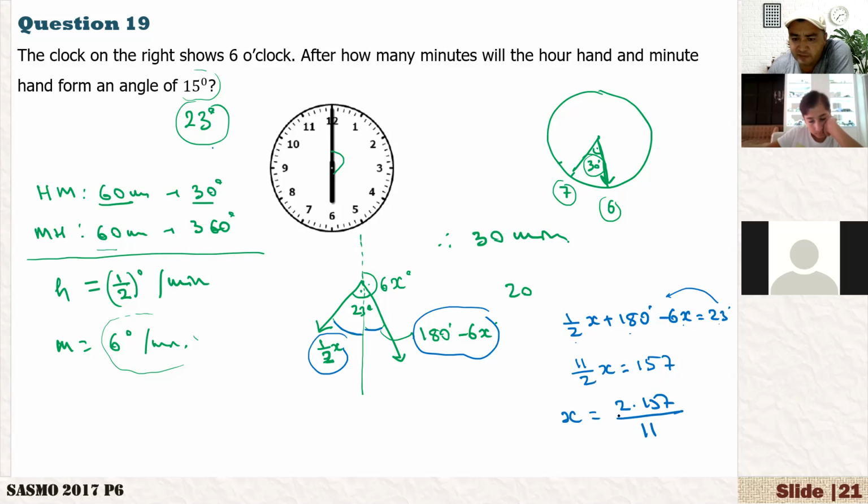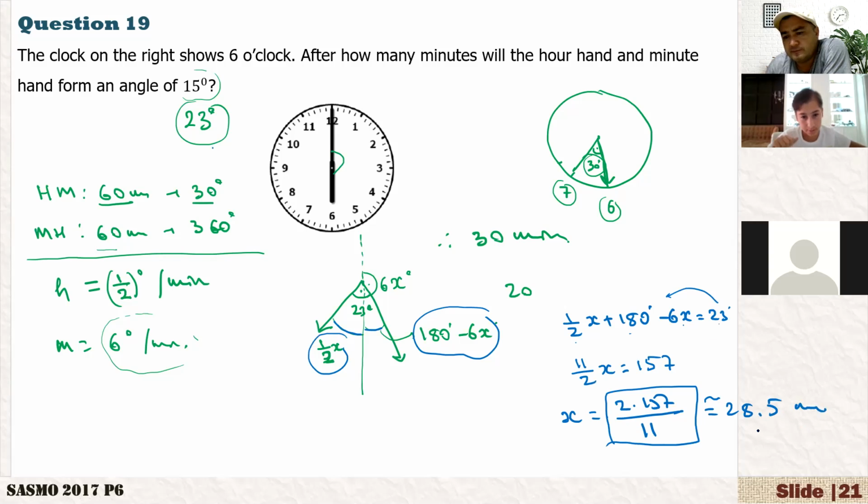Now that is the exact minute. After this many minutes, the angle between the hour hand and minute hand will be 23 degrees. Usually they ask in such a question that x will be a whole number, but in general it's more. If you calculate 2 times 157 divided by 11, that's approximately 28.5 minutes. You can change this into minutes: 28.5 minutes approximately, correct to one decimal place.